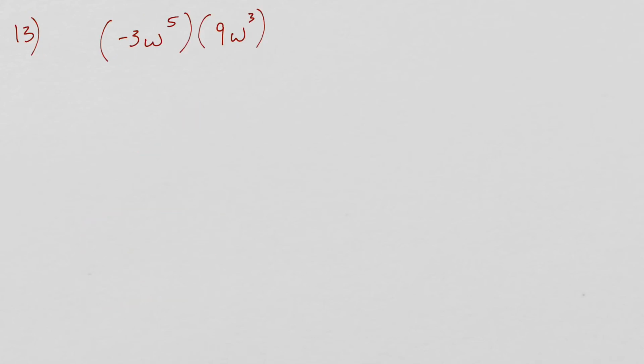Okay, these are not bases, these are coefficients. They don't have an exponent on them. So we do multiply those together and we get negative 27, but the bases are the same, so they remain w, and we just add the exponents there.